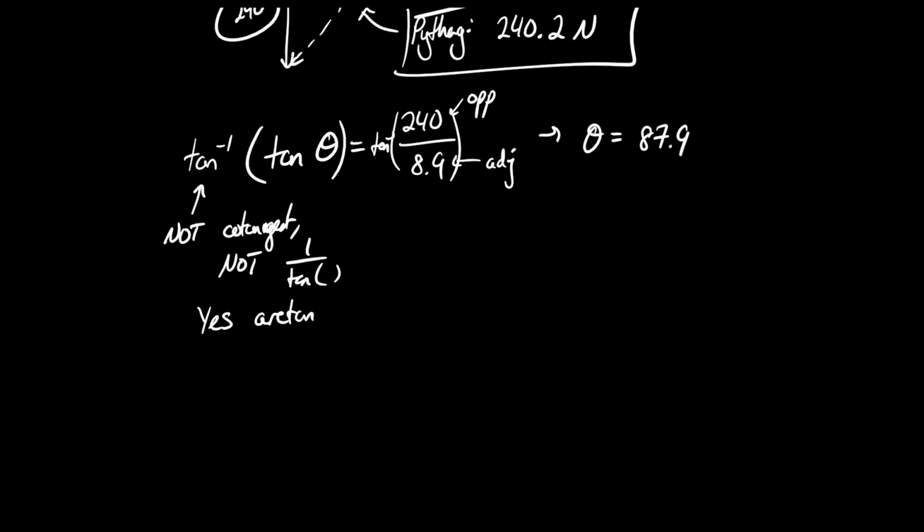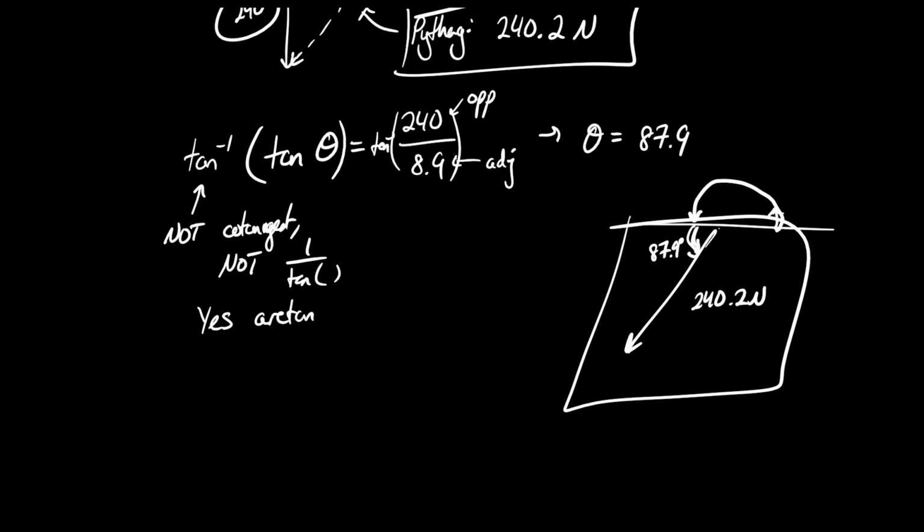So our final picture is we have this arrow pointing diagonally downwards of size 240.2 newtons, and this angle right here is 87.9 degrees. So it's not 87.9 above that way, it's 87.9 degrees below left, or if you're using map directions, south of west. Alternatively, your teacher might tell you what's its angle relative to the positive x-axis. In that case, the angle of this arrow is 180 degrees plus the 87.9 degrees. But this, in one way or another, constitutes a complete answer to the problem.